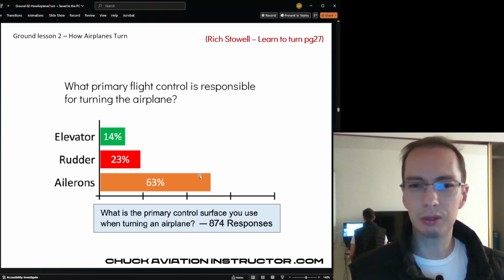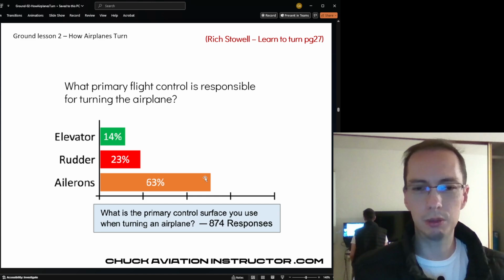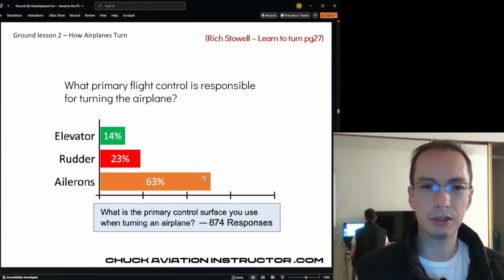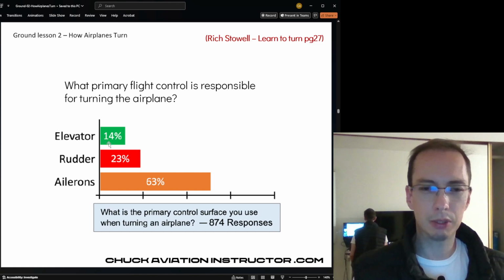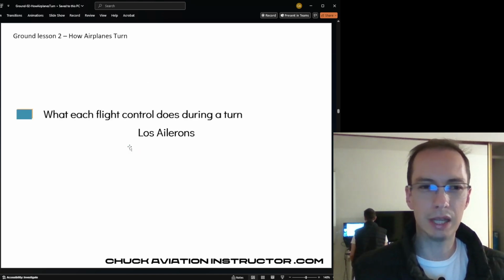So we're going to start describing what the ailerons do and what they don't do throughout the turn and what their secondary effects are. Then we're going to talk about the rudder and why that is the wrongest choice ever. And finally, we're going to talk about the elevator and all the factors that have to do with the use of the elevator. So stick around.